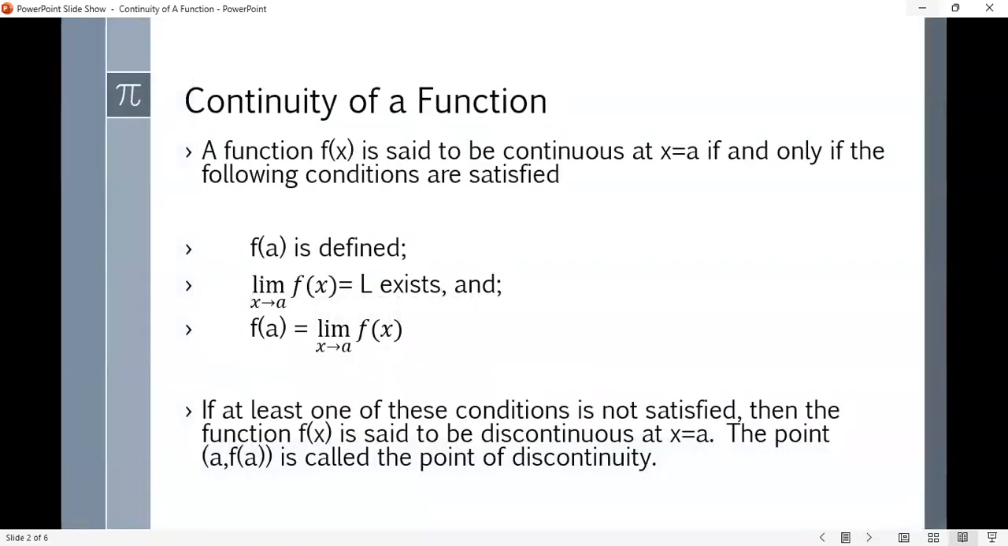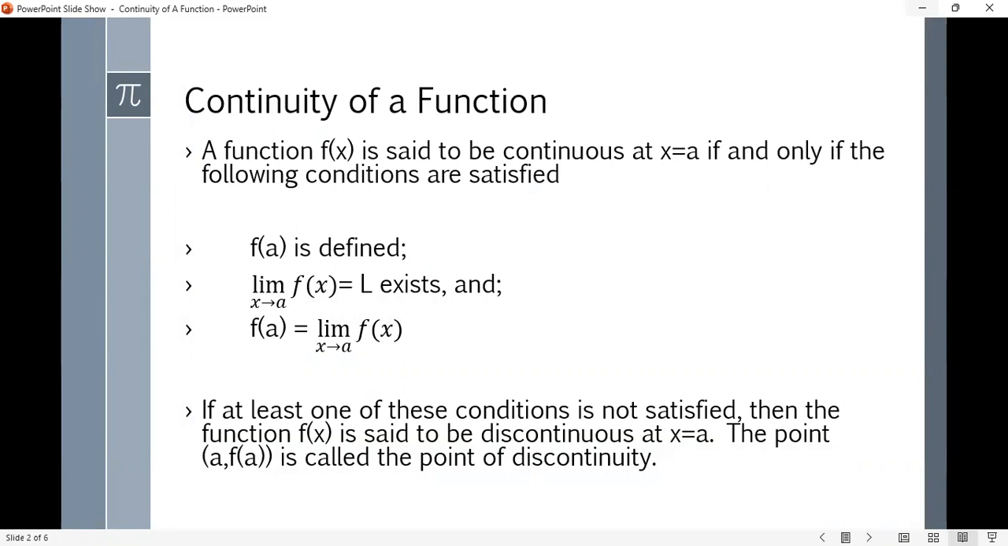So continuity of a function. A function f of x is said to be continuous at x is equals to a if and only if the following conditions are satisfied. So f of a is defined. So first condition natin, meron tayong the f of a is defined. And then next condition, the limit of f of x as x approaches a is L or exists. And lastly, the f of a is also equals to the limit of f of x as x approaches a.